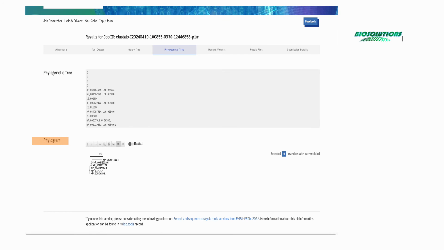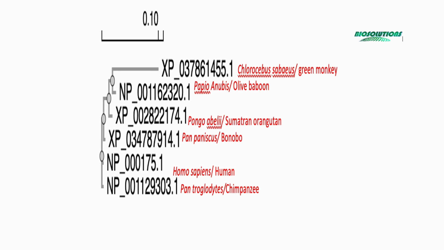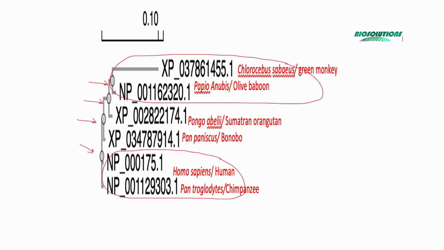hydrophobic residues. The next two tabs are about guide tree and phylogenetic tree. A phylogram, which is a phylogenetic tree, has been generated by the software. This is for the gamma globin protein of those six sequences which we input. Let's analyze this. The lowermost node shows two close by branches from human and chimpanzee, showing that their gamma globin protein sequences are highly similar, followed by bonobo's gamma globin, and then by that of Sumatran orangutan.